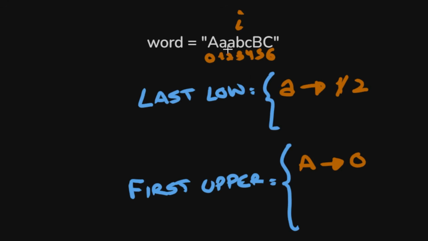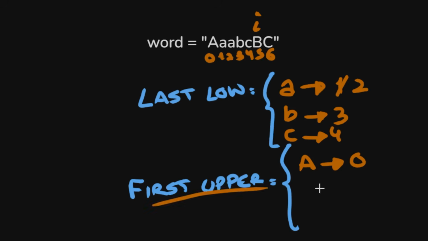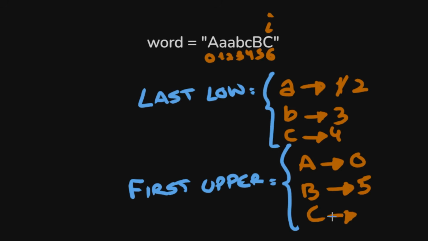Next we are here, the current letter is lowercase b, so we add it here and the value is the current index, 3. Next here we have lowercase c, so we add it to the map and the corresponding value is index 4. Here we have uppercase B, so we go to this map and add the corresponding character with the current index, this is 5. Finally here we have uppercase C, so we add it here and the value is the current index, 6.